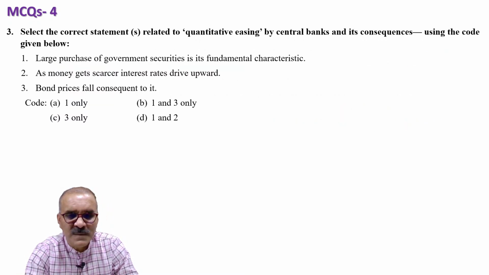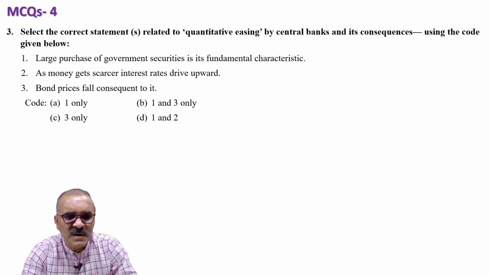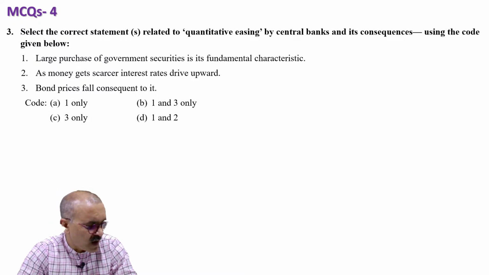Moving on to question number 3. Select the correct statement related to quantitative easing by central banks and its consequences using the code given below. Large purchase of government securities is its fundamental characteristic. As money gets scarcer, interest rates drive upward. Bond prices fall consequent to it. Typical style, the way UPSC asks you a question.